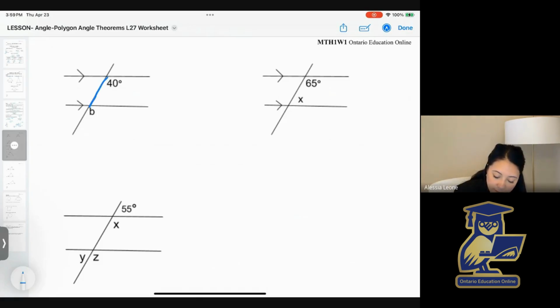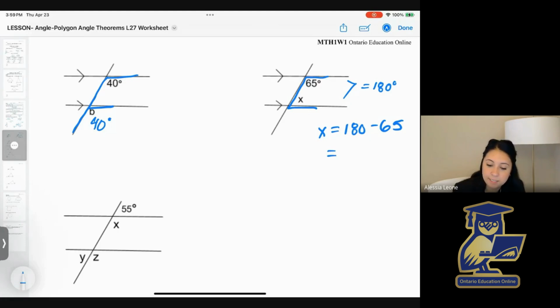This is our F pattern. So we know from our F pattern that they are the same. Again, our C pattern, we know that should equal 180 degrees. So 180 minus 65, this is 115.